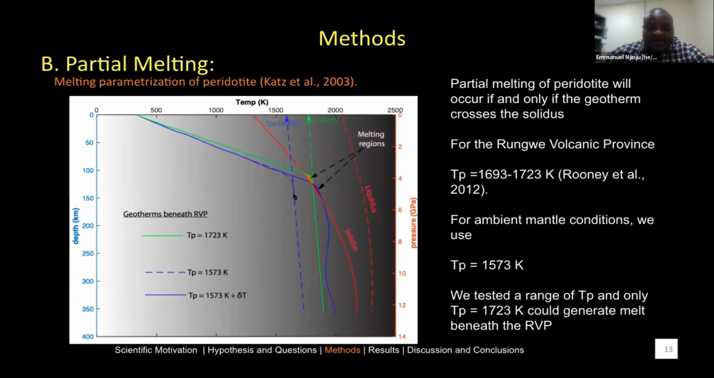And the dashed line here is for a potential temperature of 1573 Kelvin, but we see that it won't cross the solidus. But once we add excess temperature that we derive from shear wave velocity perturbation, we see it crosses the solidus. And the green line here is when we use a very high mantle potential temperature; even without excess temperature, we see it crosses the solidus.